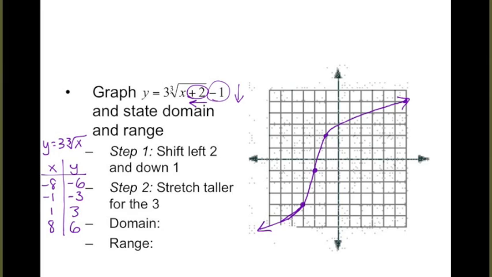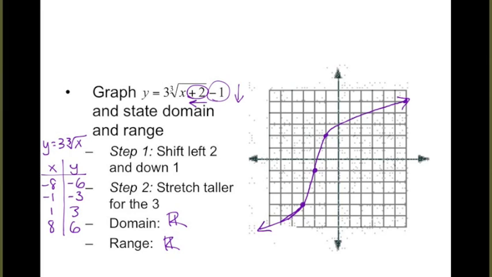And the way we say anything works in domain and range language is all real numbers. Is that always for domain? And just as those arrows are pointing all the way to the right and all the way to the left, they're also pointing all the way up and all the way down. So our range will be all real numbers. For cube roots, domain and range will both always be all real numbers.